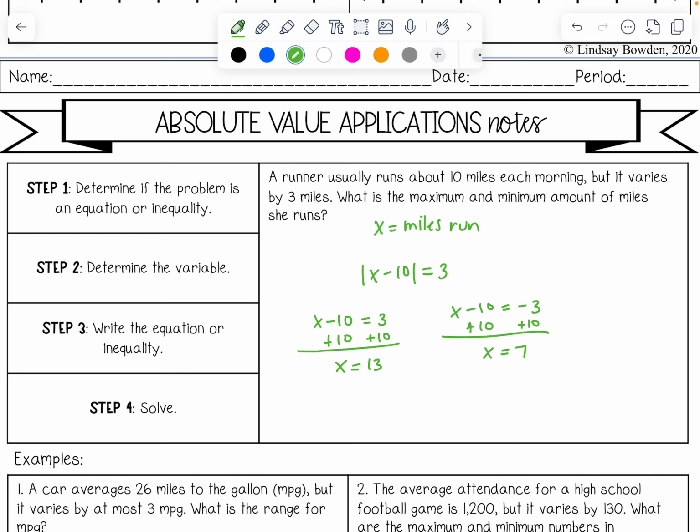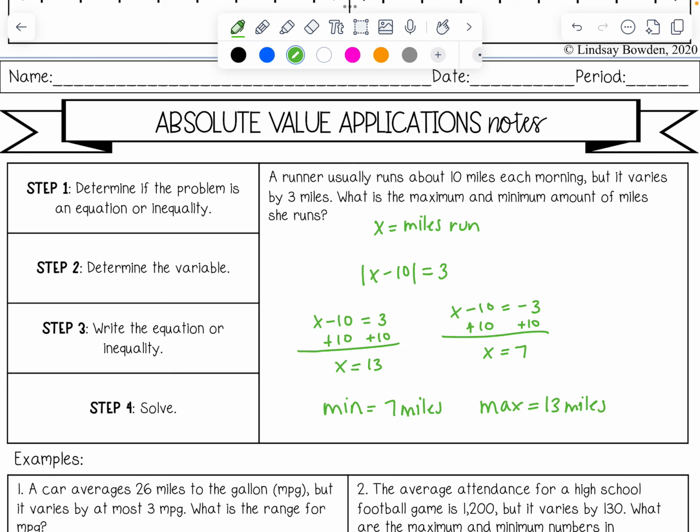Now, you may be thinking, where did she come up with that equation? Because that seems really confusing. And if you read this, you can probably just figure out using common sense what the answer is. They run about 10 miles, but it varies by 3. So sometimes it's less than 10 by 3 miles, so that would be 7. Sometimes it's 10, but 3 more, which would be 13. So the minimum would be 7. And the max would be 13.